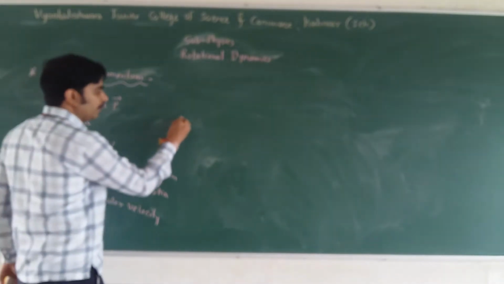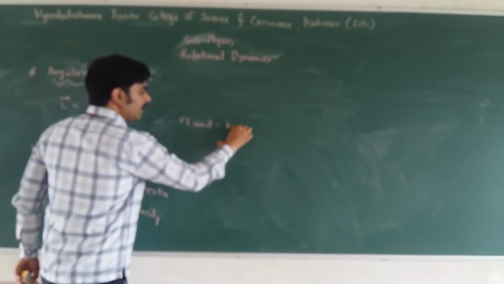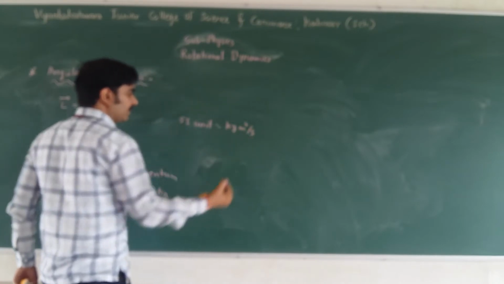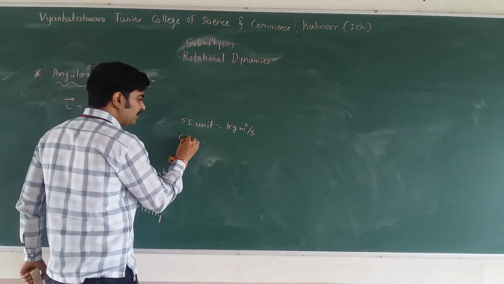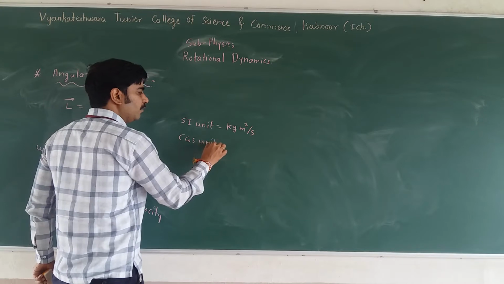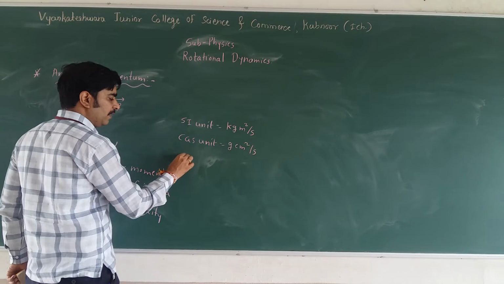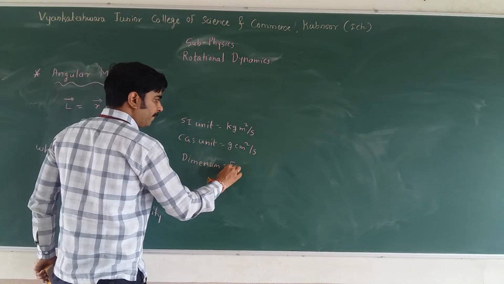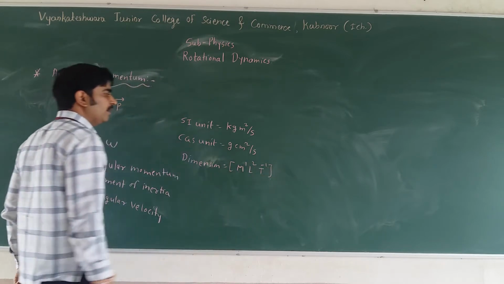The SI unit of angular momentum is kilogram meter square per second. The CGS unit is gram centimeter square per second, and its dimensions are 1 in mass, 2 in length, and minus 1 in time.